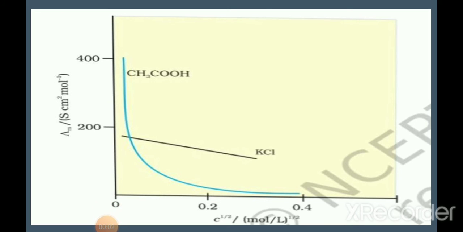In the case of potassium chloride, how can we obtain lambda naught m, that is molar conductivity at infinite dilution? By extrapolation method. Extend the line for potassium chloride so that it will meet the y-axis at a point. Lambda m value at that point gives lambda naught m. But for a weak electrolyte, lambda naught m cannot be obtained by extrapolation of lambda m to 0 concentration. Therefore, lambda naught m for a weak electrolyte is obtained by using Kohlrausch's law of independent migration of ions.